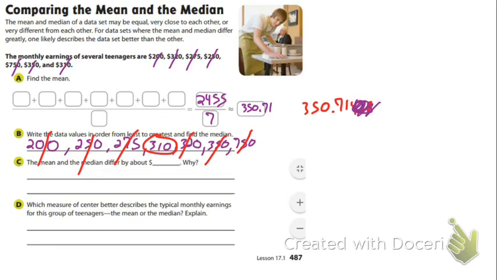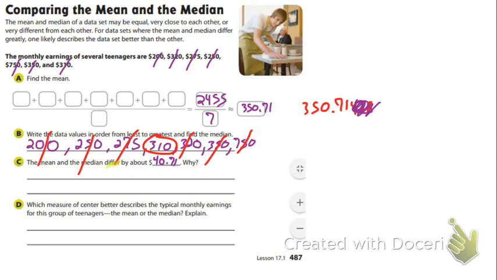So now, letter C. The mean and the median differ. Remember, the word differ is telling us to subtract. What is the difference between both of them? We know that the median is 310, but the mean was 350. So 350.71 minus 310 is about 40.71. About 40.7, that's exact, but they're not asking us for an exact answer, so here we could have used 40. And that's how we found the difference.